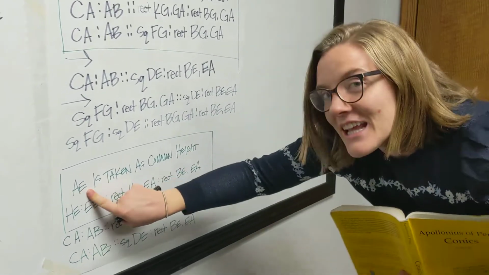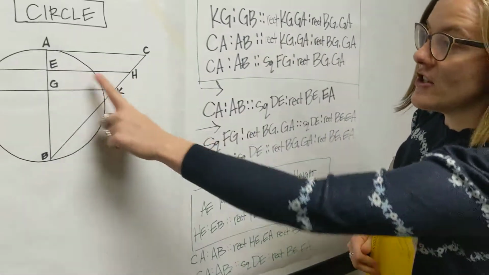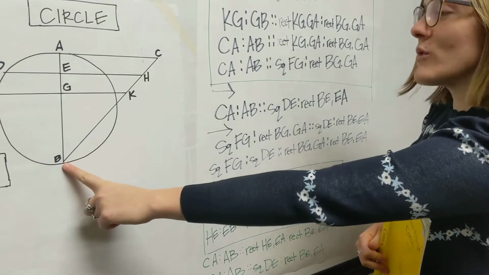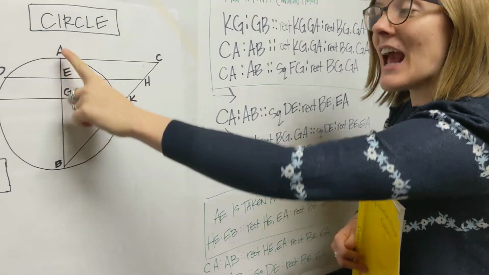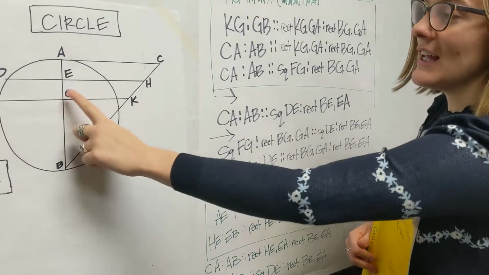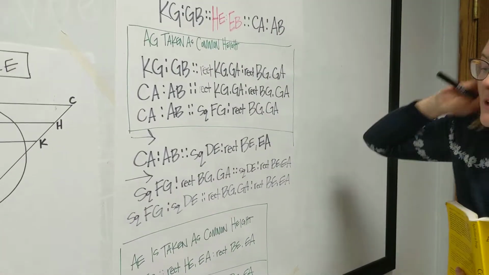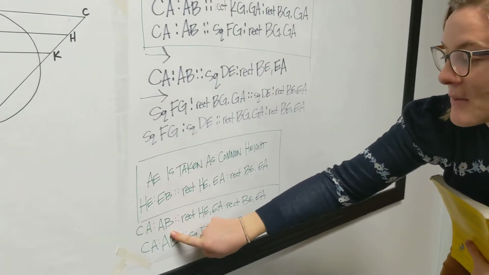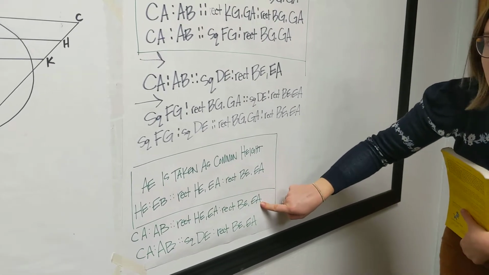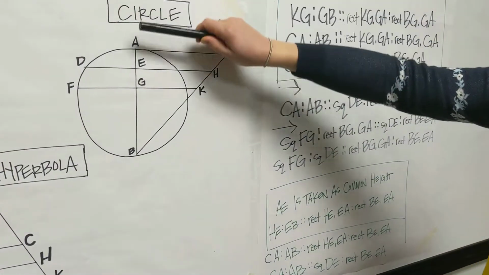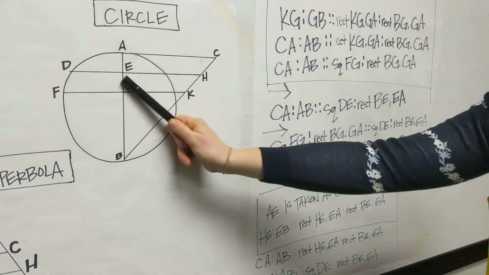So now we're going to take AE as common height, and that means that we now have HE is to EB as the rectangle HEEA is to the rectangle BEEA. So essentially we've done exactly here what we already did up here. And then we're going to do the same thing. CA is to AB as rectangle HEEA is to rectangle BEEA.